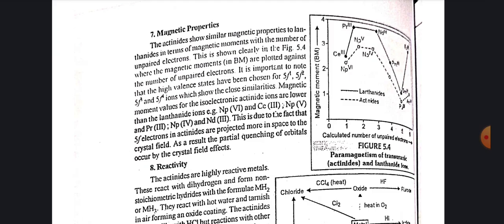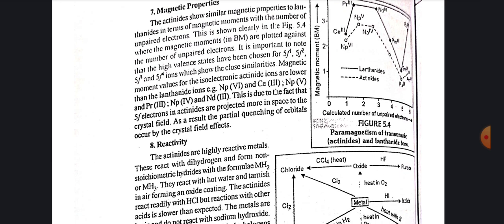Magnetic properties. The actinides show similar magnetic properties to lanthanides in terms of magnetic moments with the number of unpaired electrons. This is shown clearly in the figure where the magnetic moments are plotted against the number of unpaired electrons. It is important to note that the high valence states have been chosen for 5f1, 5f2, 5f3 and 5f4 ions which show the close similarities. Magnetic moment values for the isoelectronic actinide ions are lower than the lanthanide ions.